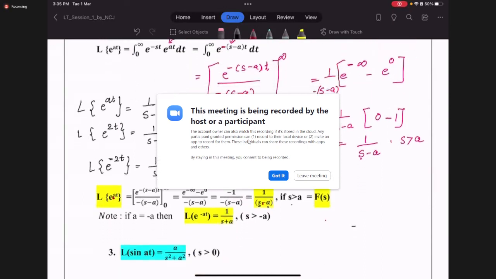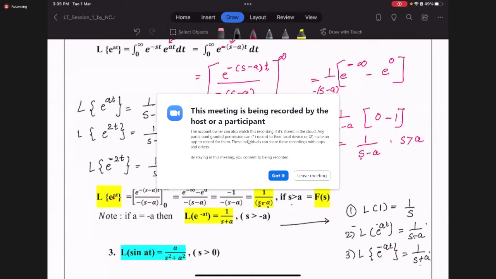So we have seen 3 formulas till now. First, Laplace of 1. What is Laplace of 1? 1 by s. What is Laplace of e raised to at? 1 upon s minus a. Laplace of e raised to minus at? 1 upon s plus a. Okay, both are the same: if this is positive then the negative side, if this is negative then the positive side. You have to remember it like this. 3 formulas done using the definition of Laplace.